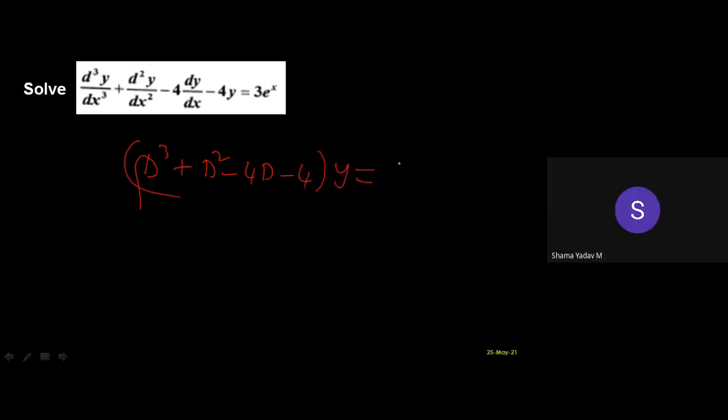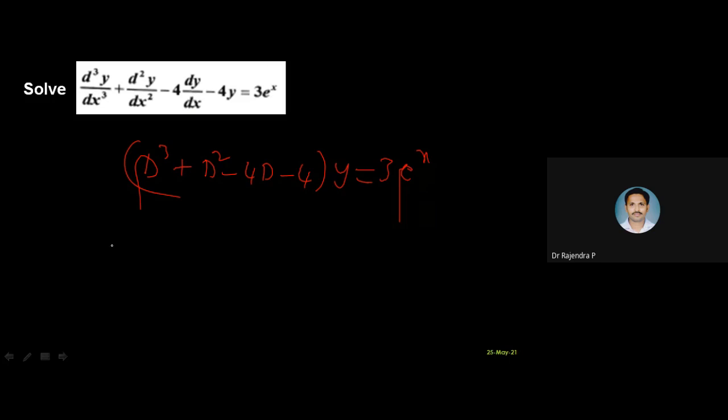First, you tell me the complementary function for this. Do it, everyone, at your end and just give the answer. First, what is the differential operator here? Operator form: D cube plus D square minus 4D minus 4, bracket of y, is equal to 3 e power x.